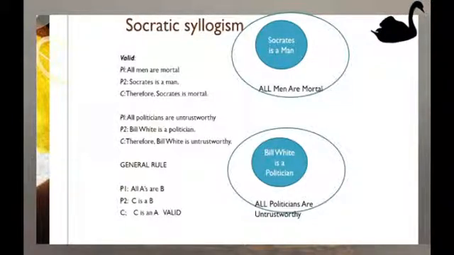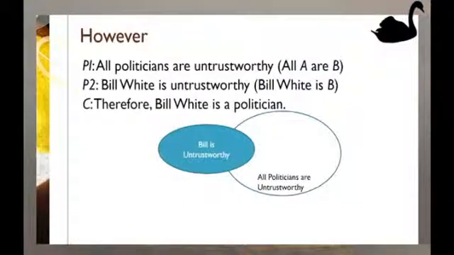Of course, some people might look at that and say the first statement is incorrect or false. So that would then bump it into, it is still valid. Logically it's valid, but it's unsound because one of the premises on which it's based doesn't make sense or is untrue. You see? So the general rule, all A's are B's, C is a B, C is an A is an invalid example. However, all politicians are trustworthy, all A's are B, Bill White's untrustworthy, therefore Bill White is a politician.